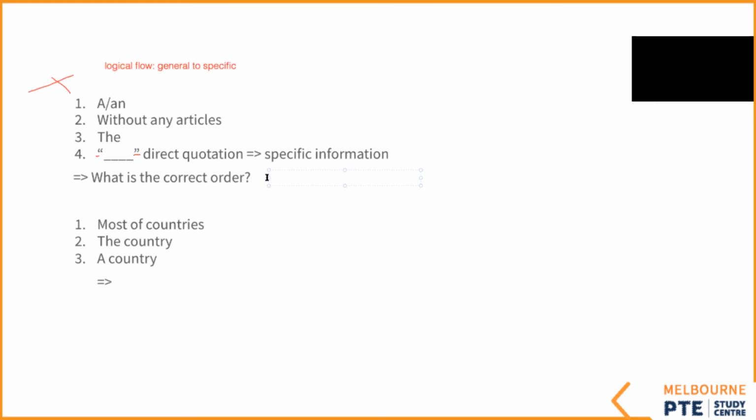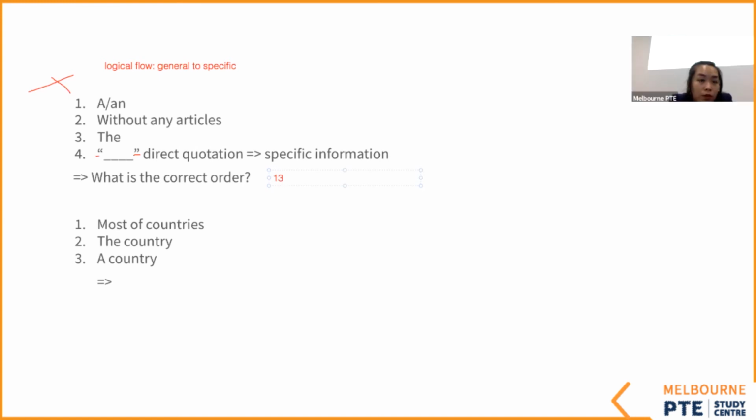What do you know between a, an, and the? General is general information, and the is a specific thing. So in that case, which one comes first? Number one comes first, number three after, right? That's what we know. Okay? You have two sentences left. One is without any article, and the other one is a sentence that starts with a direct quotation. 2 and 4.